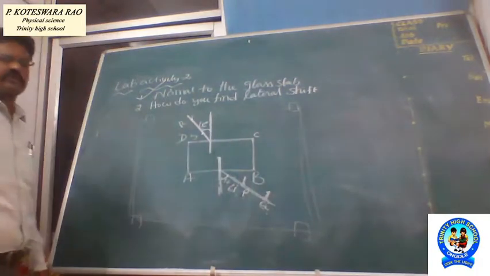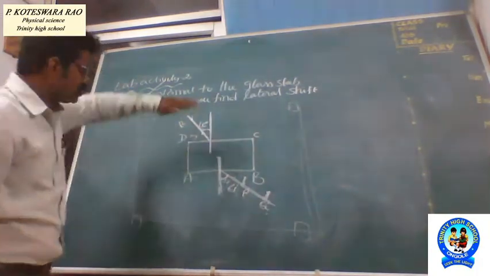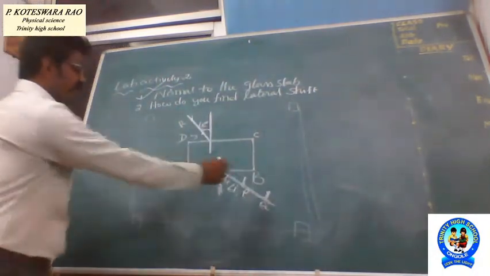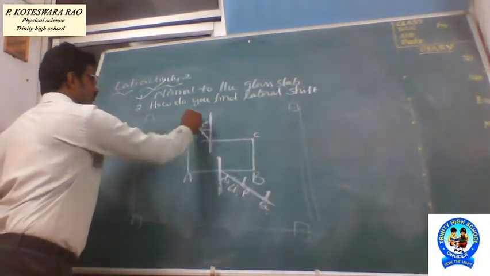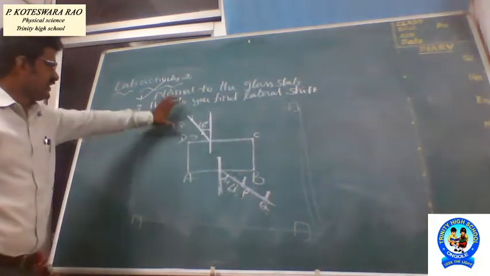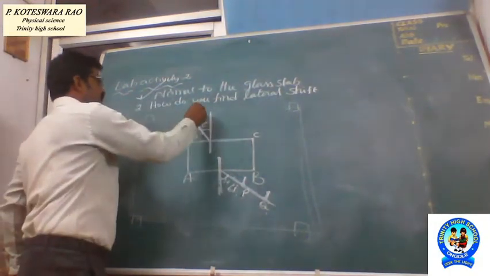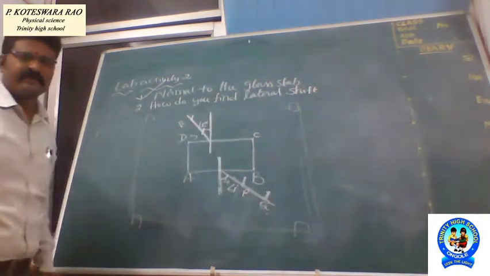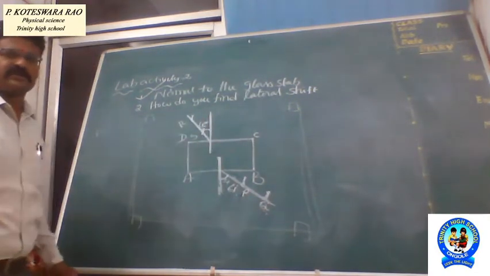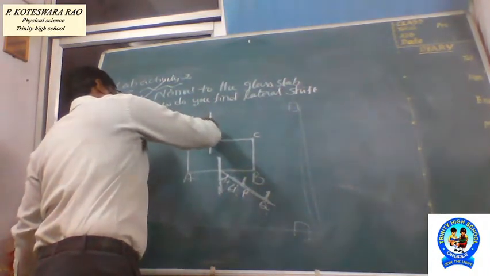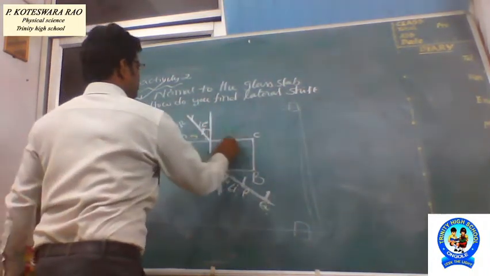Then we observe these 2 pins through that glass slab. Where are we able to see them? We are able to see these 2 pins at different positions, at R and S. So at those places we fix the other 2 pins. Then remove the 2 pins and once again we draw the line. That line touches the CD side.